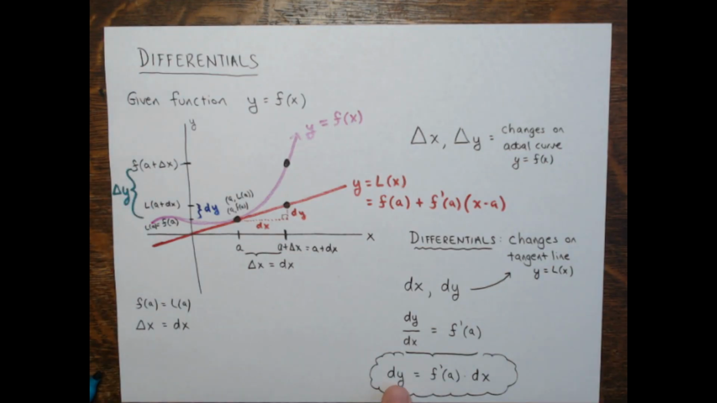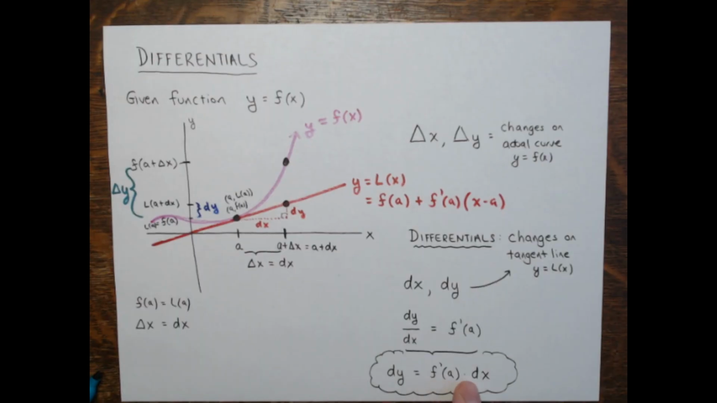So the differential of a function, so the differential in y is its derivative times the differential, how much the input's changing. So the change in output on a tangent line, again, is the slope, f prime, times the change in input, dx, on the tangent line.